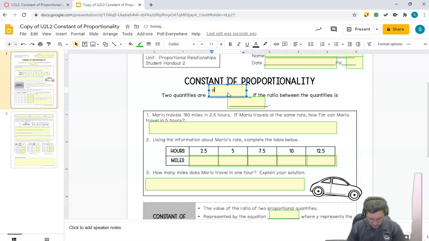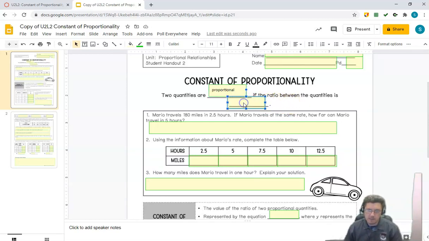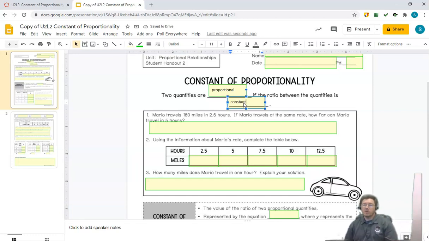Two quantities are proportional if the ratio between the quantities is constant. So that's our big idea. Before we talked about what a ratio and a rate was, two things are proportional if the rate is always the same or if that ratio is always the same number. So let's take a look at this. Mario travels 180 miles in 2.5 hours. If Mario travels at the same rate, how far can Mario travel in 5 hours?